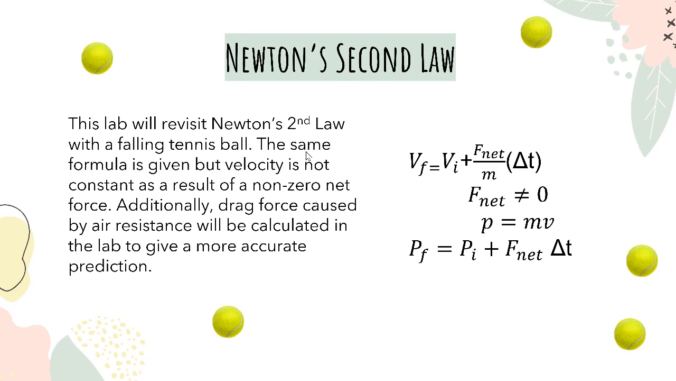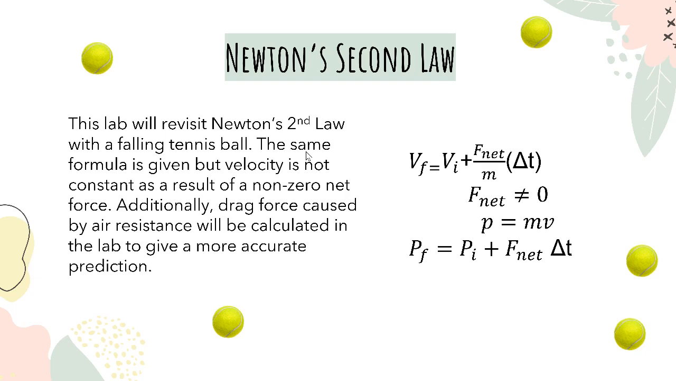In this lab, we will revisit some earlier concepts of Newton's second law from the first lab involving constant velocity. However, in this lab, I will explore changing velocity as a result of a non-zero net force acting on the same falling tennis ball. Both weight and drag force will act on it. So the equation on the right-hand side involving net force will actually play a part in the experiment, as opposed to the first lab where it equaled zero.